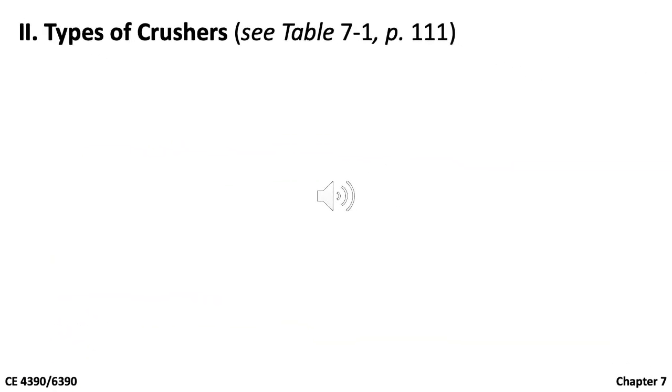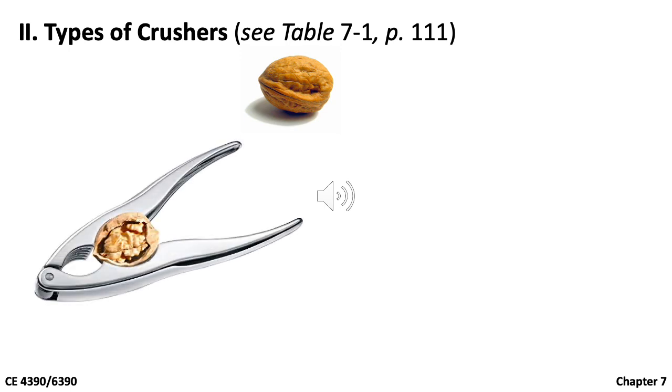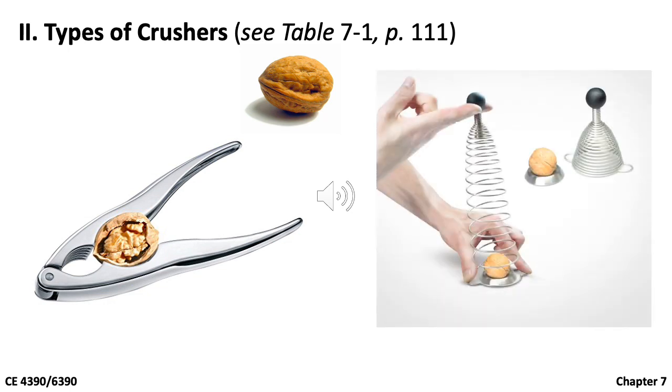Okay, section 2, types of crushers. First, let's see how to break rock into smaller size. It is like opening the shell of this walnut. To do so, you can use the following two typical methods. Method 1, use a hinge nut cracker. This creates a compression force on the walnut shell. Another tool is a spring nut cracker. You can also use a hammer. This method makes an impact force to open the shell.